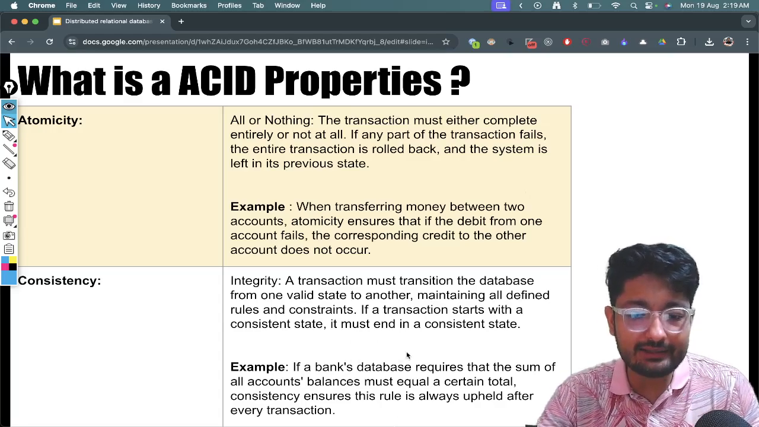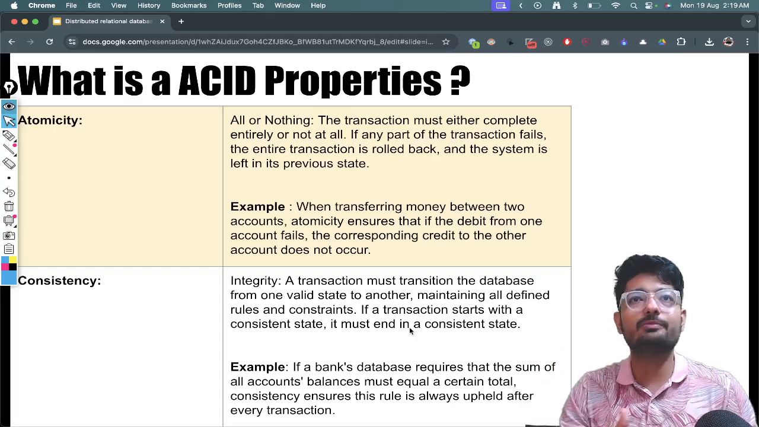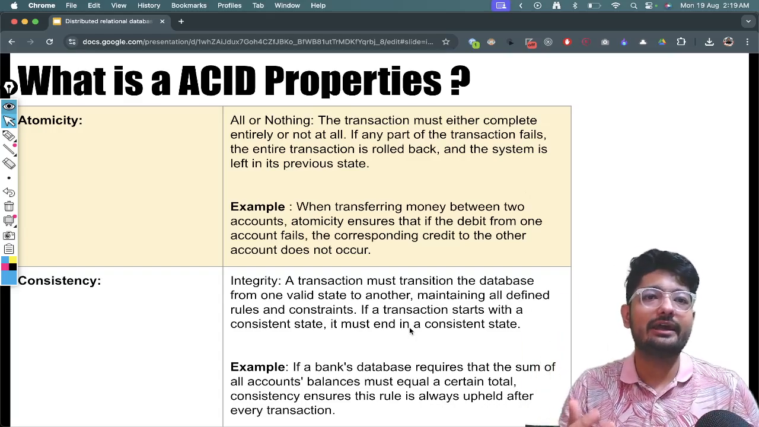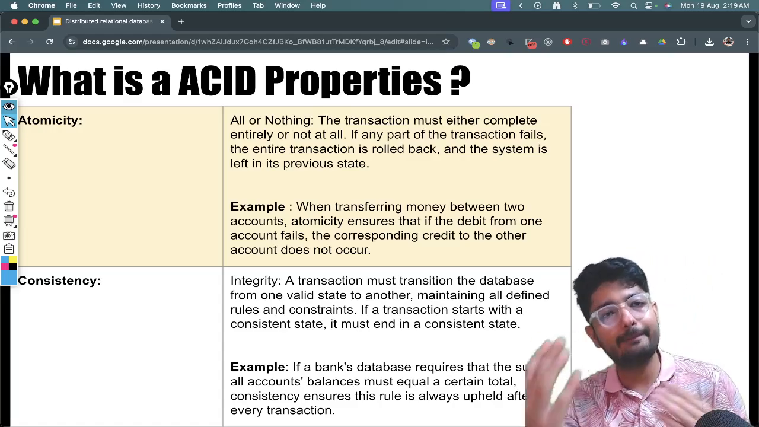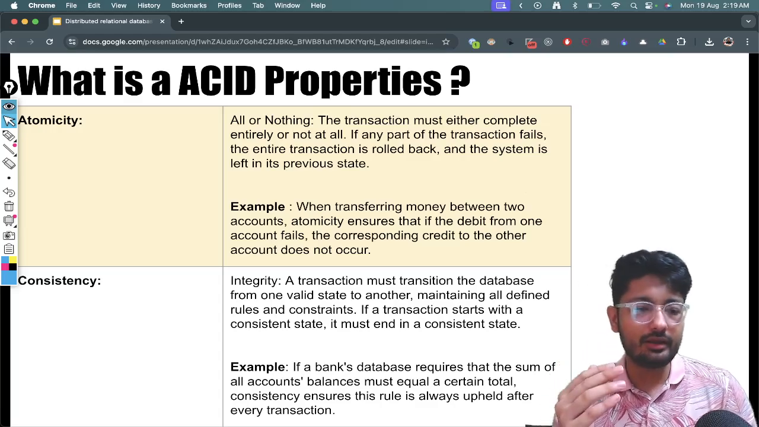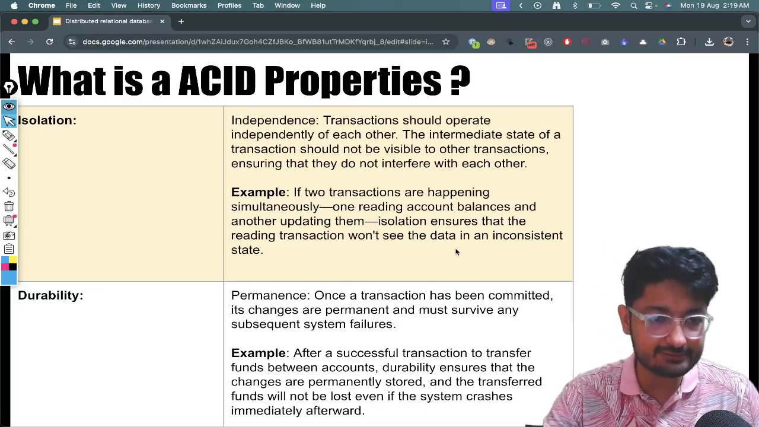If the bank's data requires the sum of all the accounts, the sum of the accounts should be the same. If I have given you money and you have received it, the total money should remain the same. That is the overall thing. So that is what consistency is.